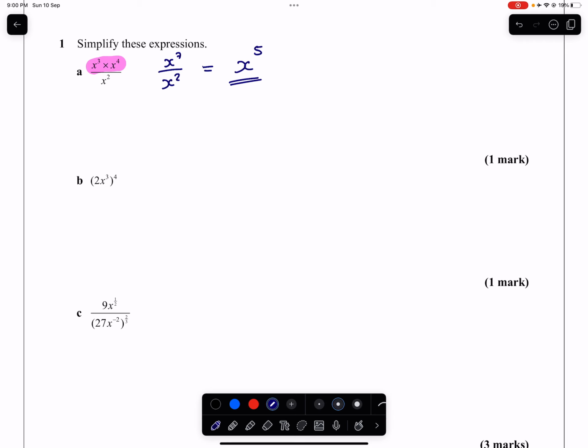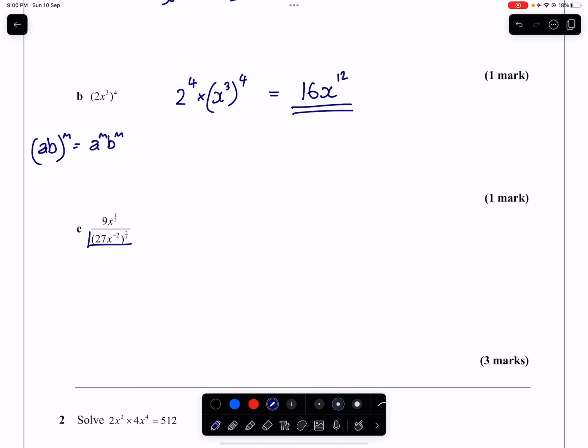For the second one, we have 2x all cubed to the power 4. So the distributive law here allows us to apply this power to both parts of the product inside the brackets. So in other words, we apply this power of 4 to the number 2, and we apply this power of 4 to the x, which gives us something that looks like this. That x cubed then has a power of 4. That 2 to the power of 4 becomes 16, and that x cubed all to the power of 4, we multiply those together, and we end up with 16x to the power 12 as our final answer.